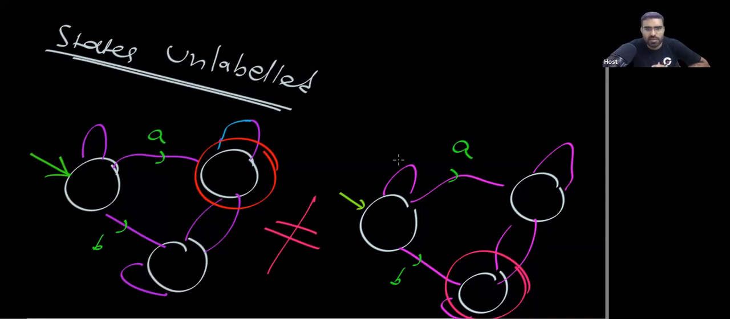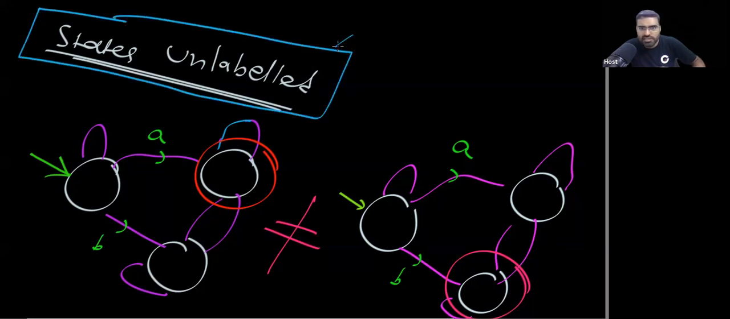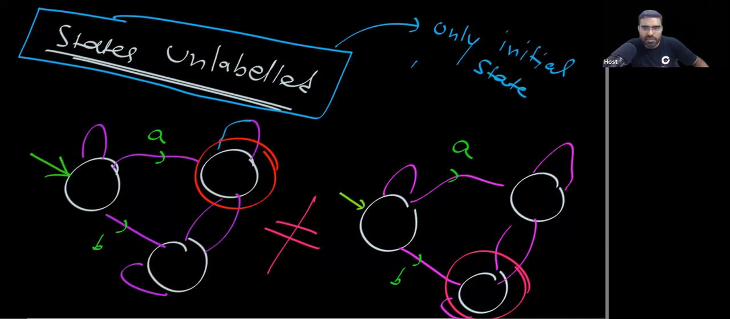Is this point clear? I'm telling you that when states are unlabeled, only the initial state doesn't matter. The final state matters. Basically, when states are unlabeled, only the initial state can be taken for granted. The starting point can be anything, you can choose anything, but the final state will matter.